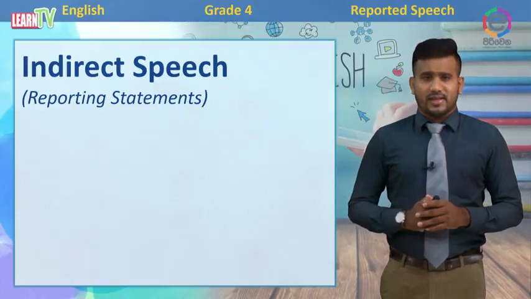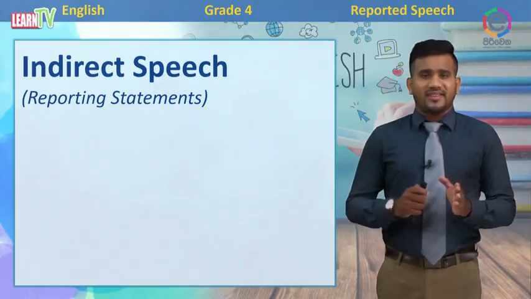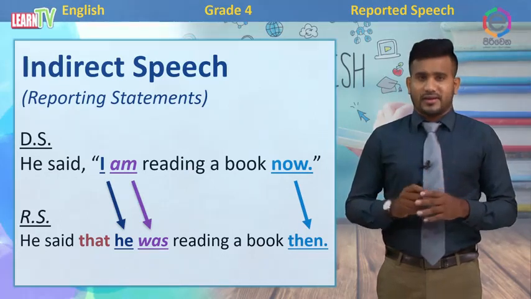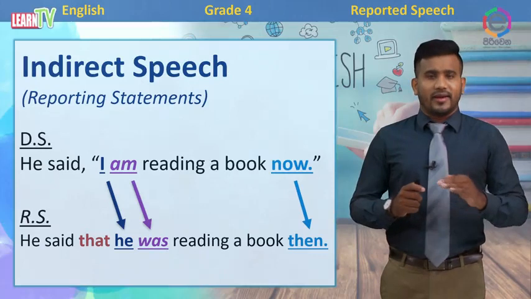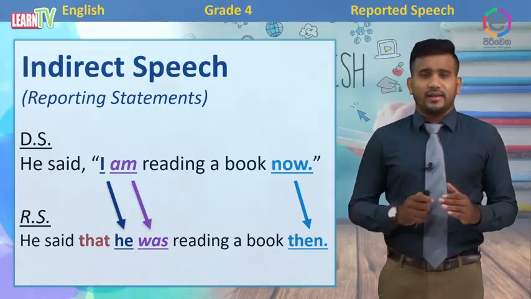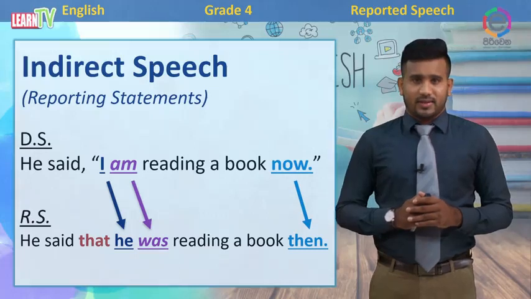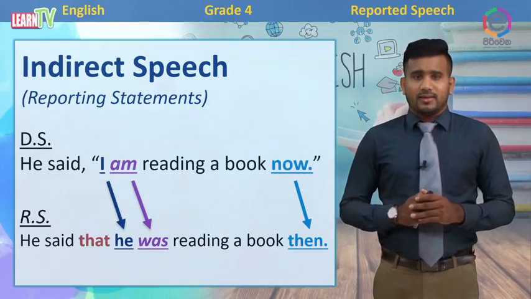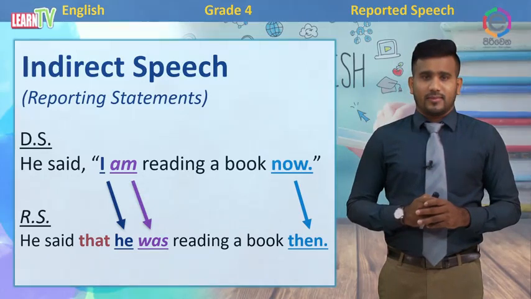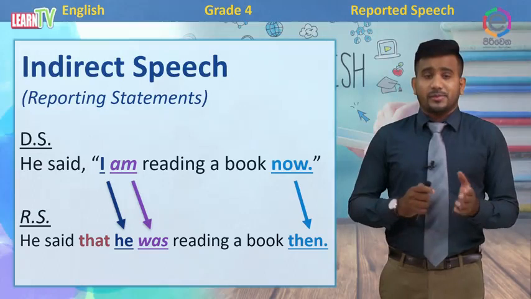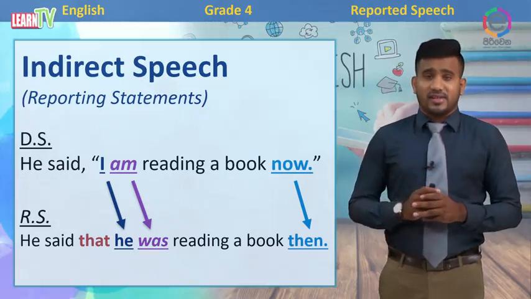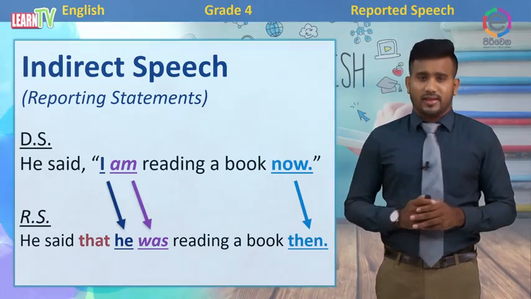So, now you can see indirect speech. Reporting statements. Direct speech. DS means direct speech. He said, "I'm reading a book now." Reported speech. He said that he was reading a book then. Now you can see the pronoun I has been changed to he. The auxiliary verb am has been changed to was. And at the end of the sentence, now has been changed to then.